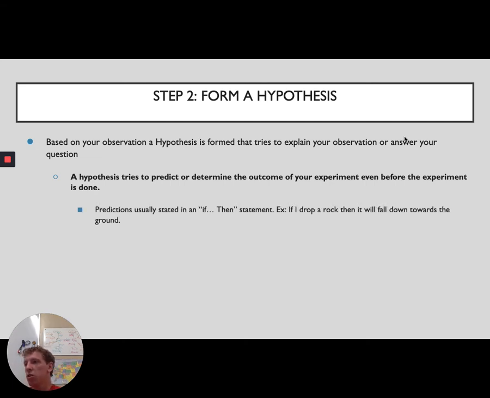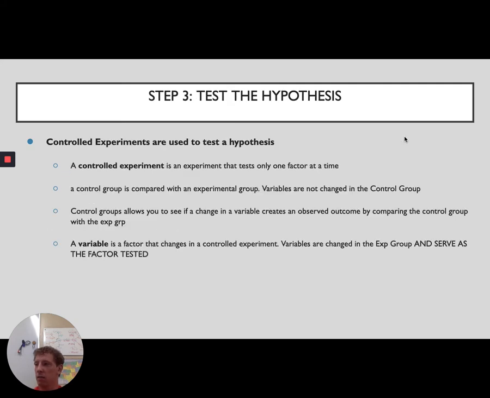So predictions are usually stated with the if-then statement. So here's another example. If I drop a rock, then it will fall down towards the ground. So if and then. If I do one thing, then this is going to happen. And it must be testable. If you cannot test it, it is not a hypothesis.